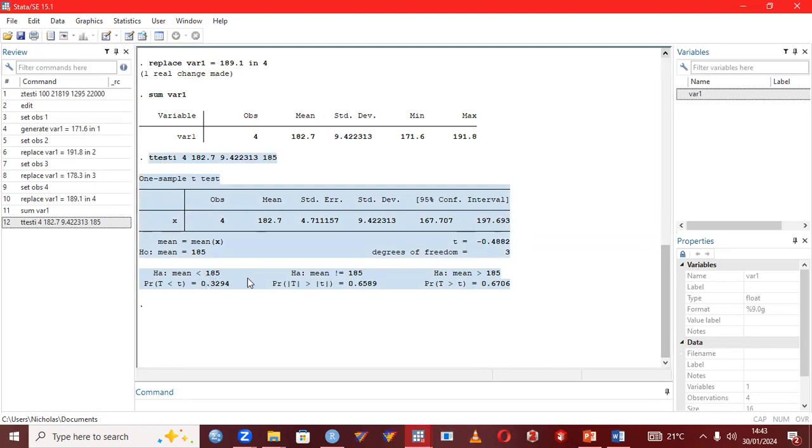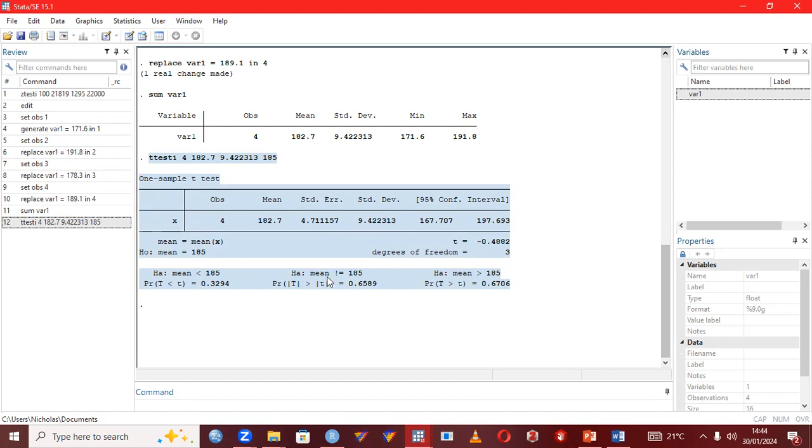We have its p-value, and we also have its test value. If you look at this one, the p-value is 0.3294, and this value is greater than 0.05 altogether. So what do we do here? We fail to reject the null hypothesis. Is that understood? Because the p-value is greater than the level of significance, which is 0.05. Is that okay?